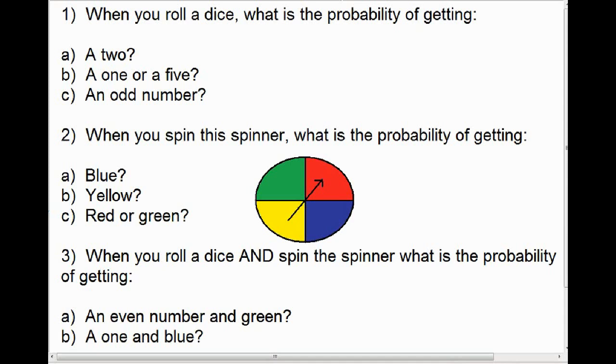And then for question number 3, we're combining these two things. So when you roll the dice and spin that spinner, what is the probability of getting an even number with green? And what is the probability of getting a 1 on the dice and blue on the spinner? If you're able to answer those questions, congratulations, you now have a firm understanding of probability.